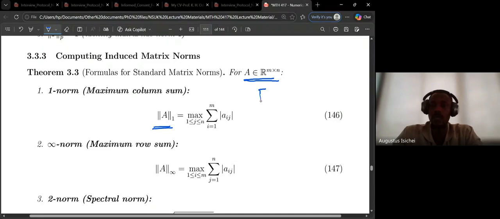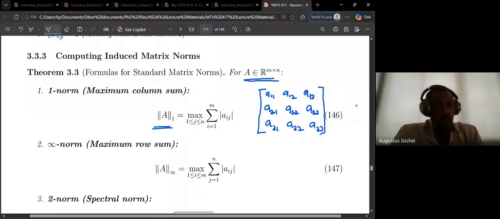When you have a 3 by 3 matrix, for instance, a11, a12, a13, a21, a22, a23, a31, a32, and a33. When you have this, sorry guys, one minute.